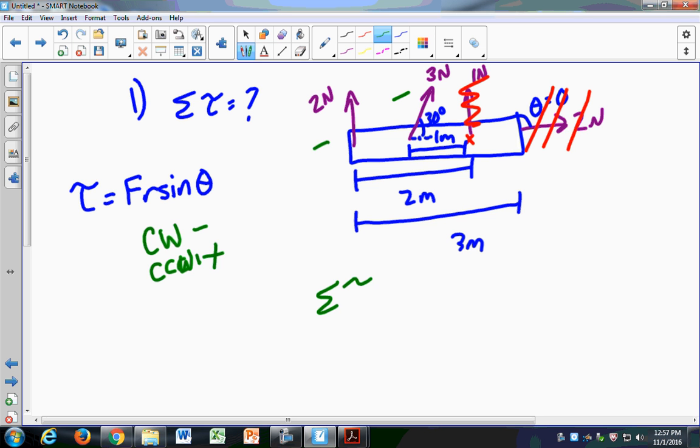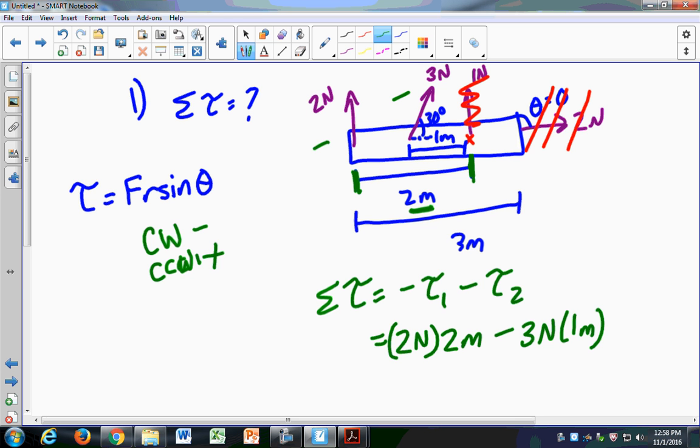And so the sum of my torques is negative torque 1 minus torque 2, because they're both negative. And then I calculate their magnitudes. 2 newtons times 2 meters. That's this distance from here to here. Theta is 90, sine of 90 is 1, so I'll leave that out. Minus 3 newtons times 1 meter times sine of 30. What's that? 4 minus 2.5. 2.5 newton meters in the clockwise direction. I know it's clockwise because it's negative.